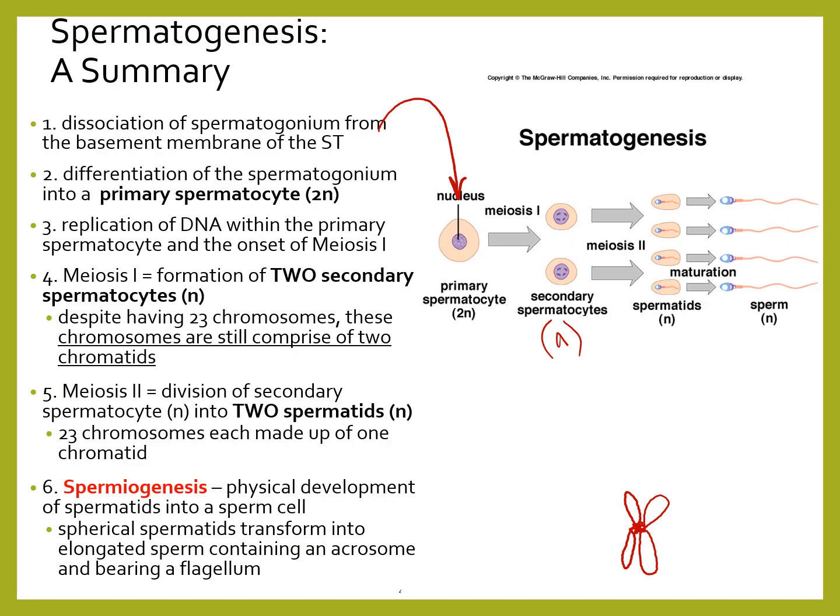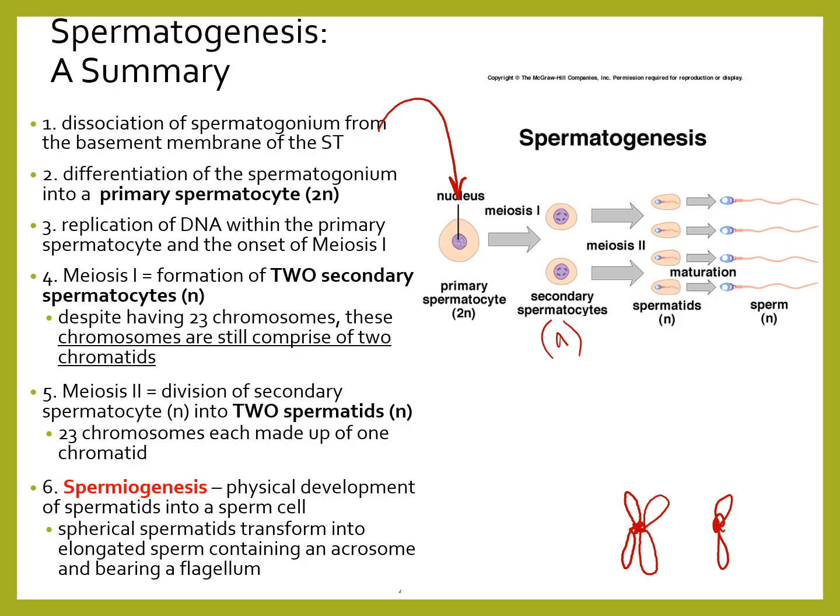But instead of having 2 sets, each cell is only going to have 1 set. You are now going to enter into meiosis 2, in which case you are going to end up with 4 haploid cells called spermatids. Each one of these spermatids will have the chromatid chromosome like that. So they'll have, in our case of humans, 23 of these.